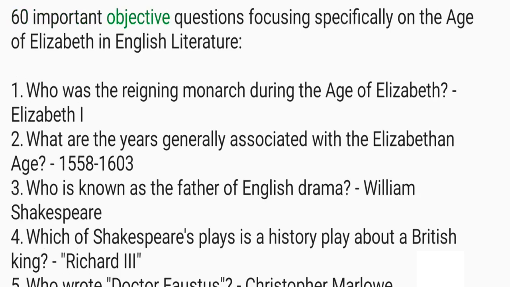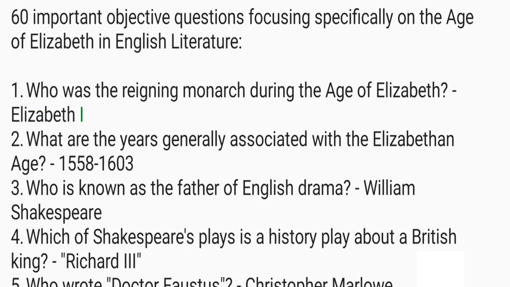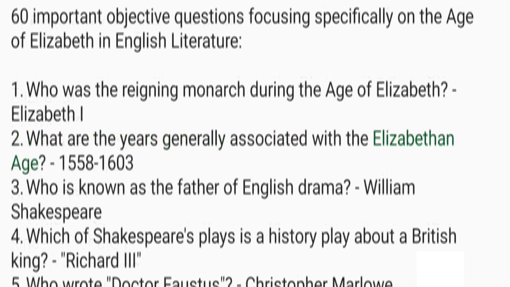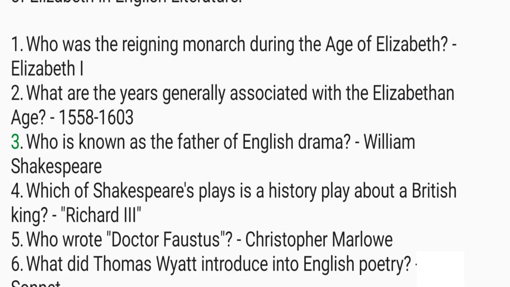60 important objective questions focusing specifically on the age of Elizabeth in English literature. 1. Who was the reigning monarch during the age of Elizabeth? Elizabeth I. 2. What are the years generally associated with the Elizabethan Age? 1558–1603.